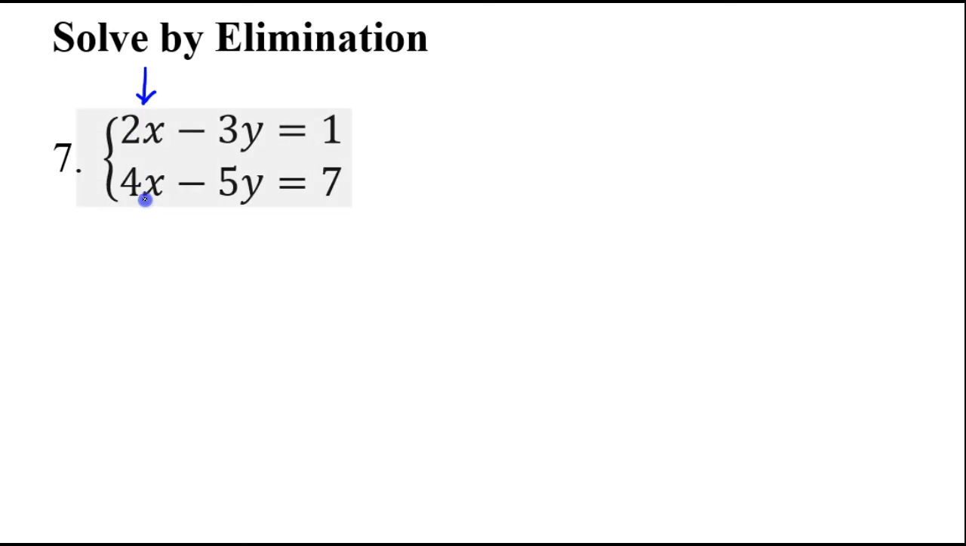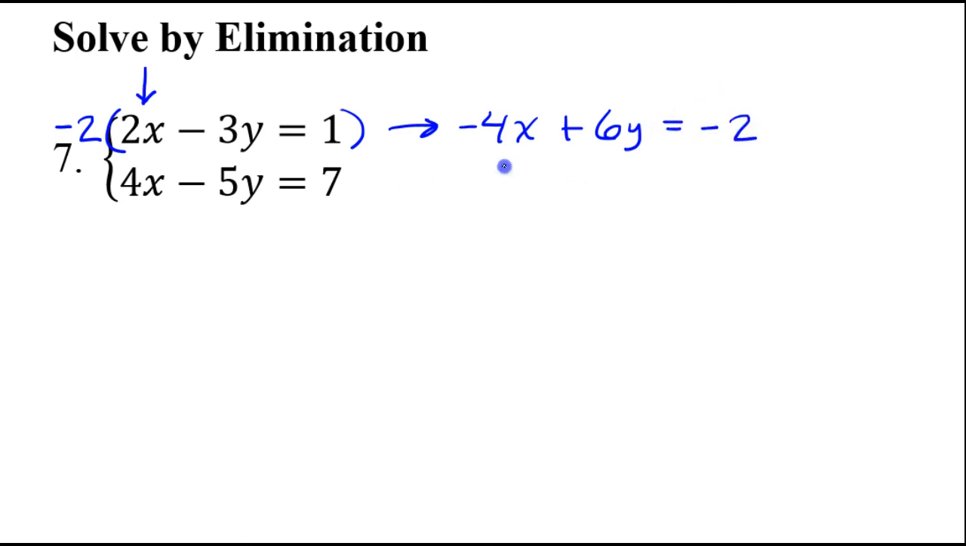Now, how could I make them into opposites? So imagine, for example, that we multiplied this top equation by -2. That would give me -4. That would cancel the 4x. So that's what I'm going to do. I'm going to multiply the entire equation, though, all three terms. So that's going to give me -4x plus 6y is equal to -2. Okay, now the bottom equation I did not change, so I'm just going to recopy it the way it is. 4x minus 5y is equal to 7.